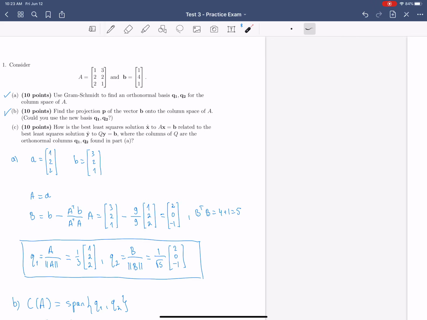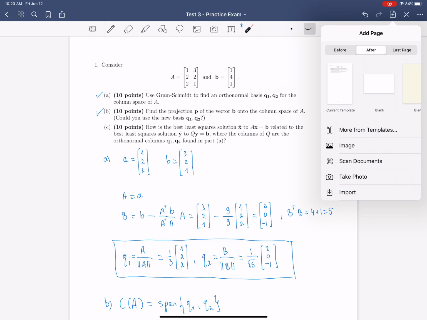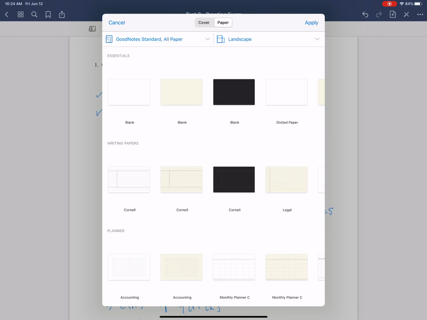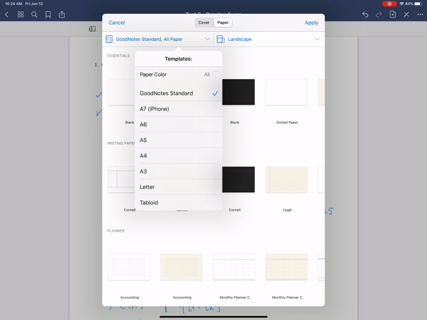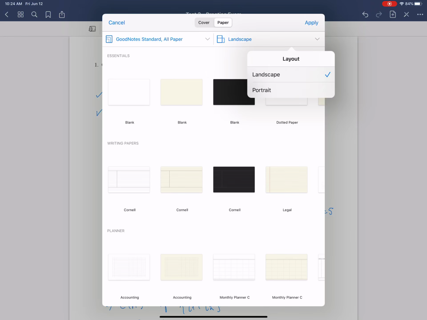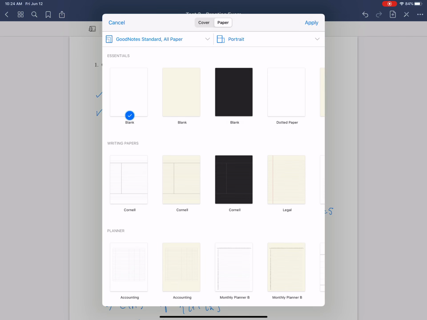I think I'm going to need a new page, so I'll add that. And I need a vertical one. Oops. There we go.